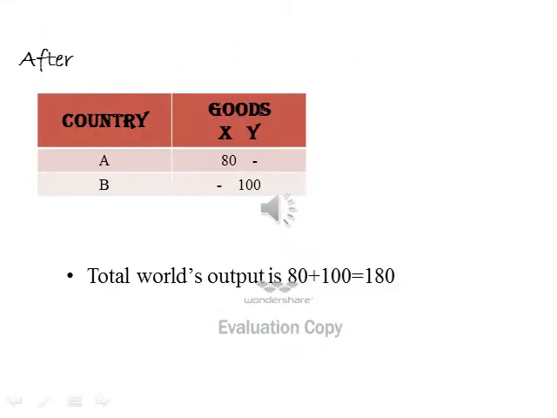In the after table, country A has stopped producing Y and started to produce more of X. In country B, they have stopped producing X and started producing more of Y. Total world output is now 180. Therefore, specialization leads to an increase in world output.